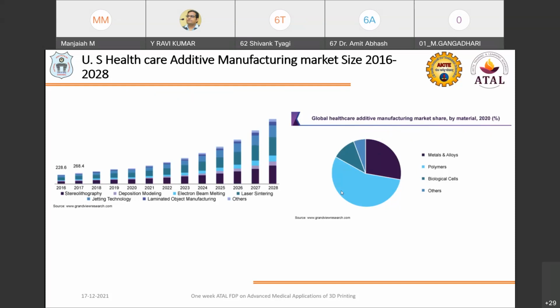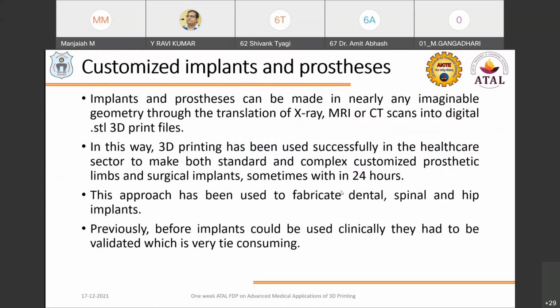The market size in 2021 was 1.61 billion USD, and it is projected to reach around 6.44 billion USD by 2028. The growth rate from 2021 to 2028 is expected to be around 21 to 28% with respect to medical 3D printing parts. This is the development taking place in the SLM process and the EBM process.